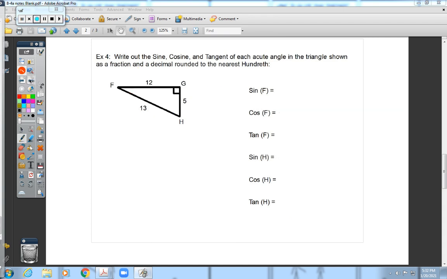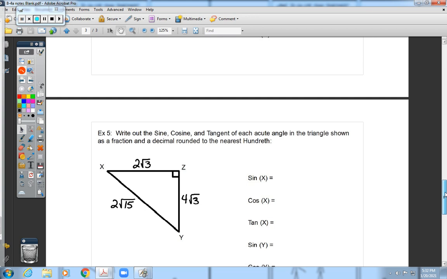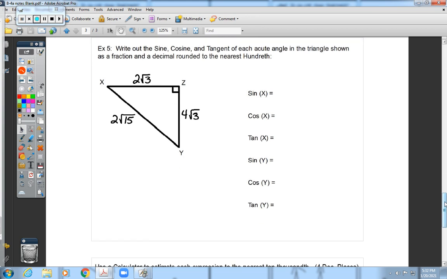So, let's take a look at example 5 in our notes, which is a right triangle with 3 very not nice side length numbers. Our legs, XZ and YZ, have lengths of 2 times the square root of 3 and 4 times the square root of 3, which makes our hypotenuse 2 times the square root of 15.